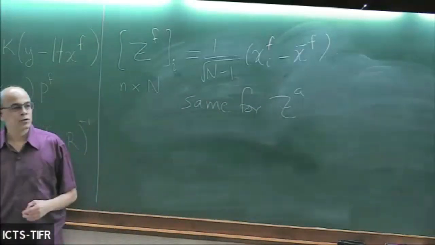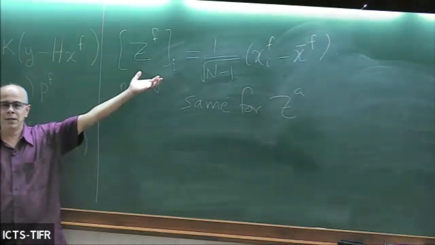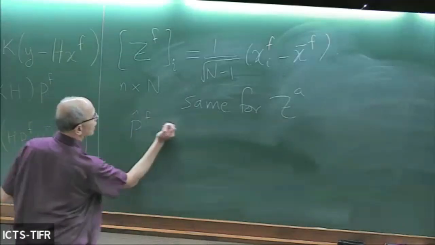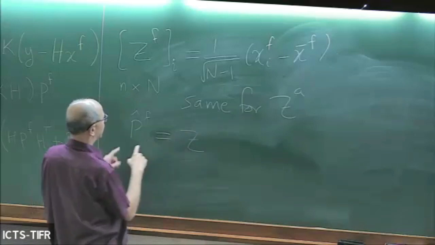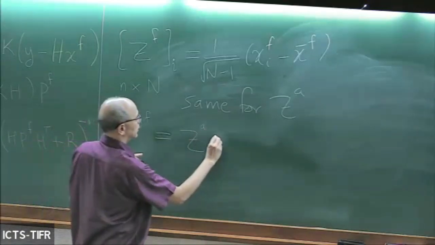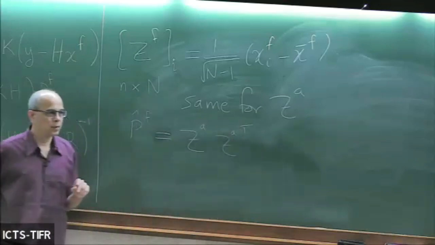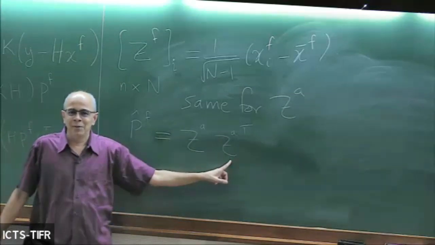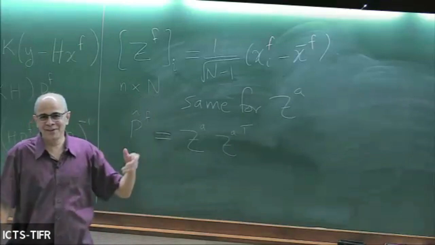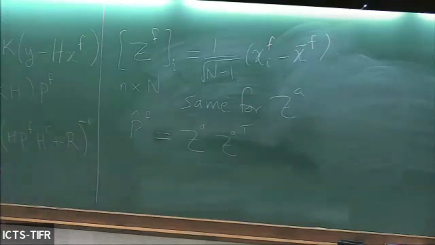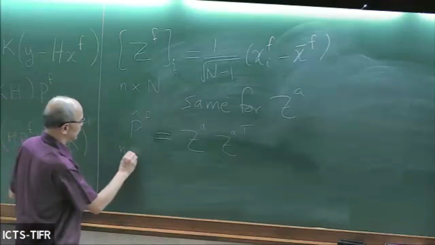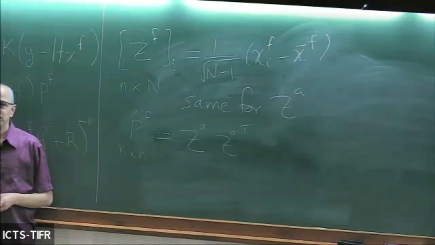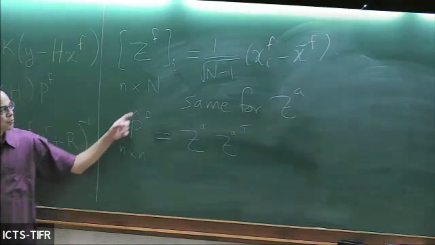ZA. So ZA will be defined exactly the same way for the analysis ensemble. And the P hat F, this is something you can verify, is equal, as a matrix, to ZF times ZF transpose. This was n cross N, this is also n cross N. So this whole matrix is the dimension we want it to be. Capital N has disappeared now. And that's what we want to compute for the analysis.